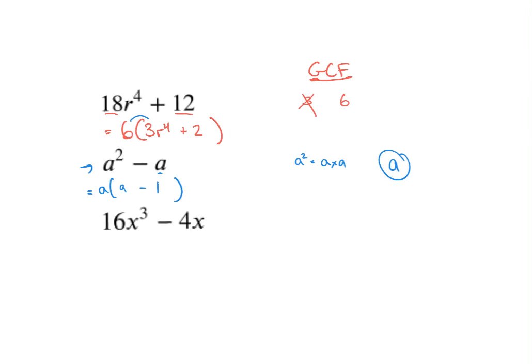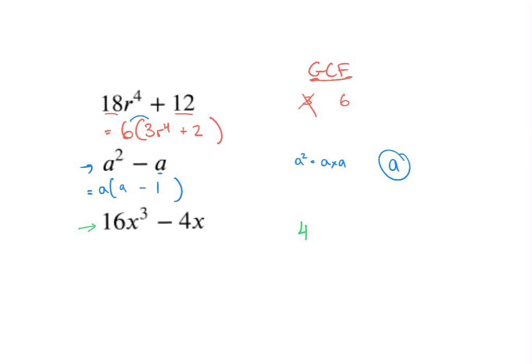Sometimes our greatest common factor can have a number and a variable, just like we might see in this third example. So here we have 16x to the power of 3 minus 4x. Our greatest common factor, if we look at the numbers, things that go into both 4 and 16: 2 times 2 is 4, 2 times 8 is 16, or 4. 4 times 1 is 4, 4 times 4 is 16. The greater of those two would be 4. So the number part of our greatest common factor will be 4.